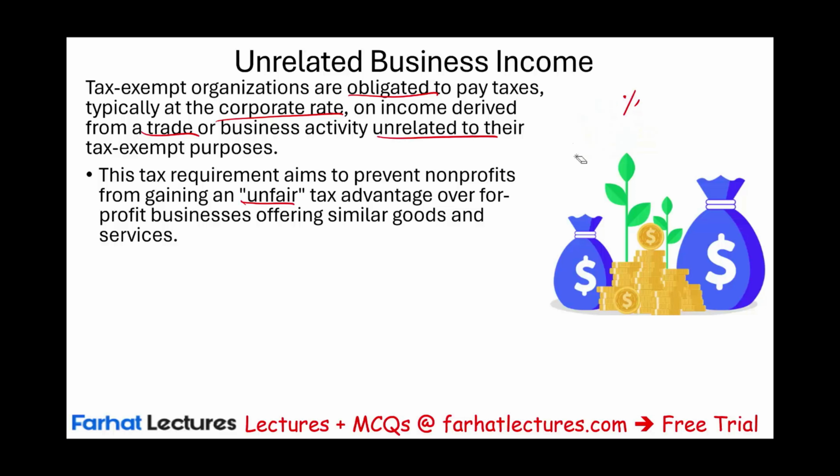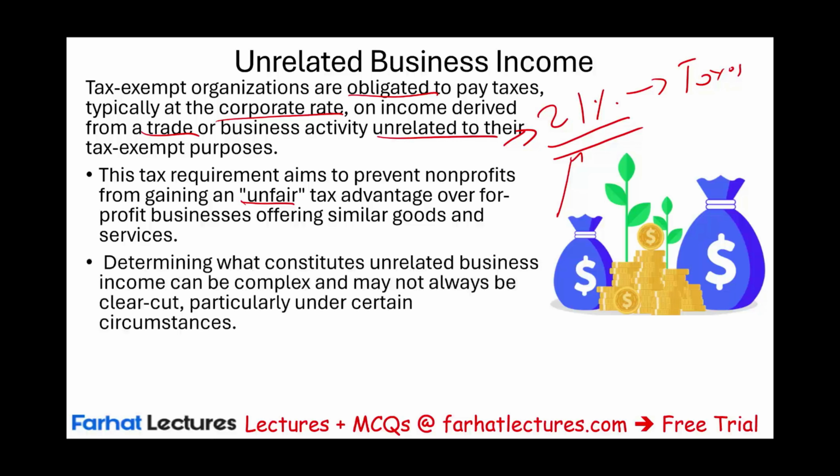Let's assume corporation. Let's keep it even. Let's assume it's a corporate rate. You pay 21%. So regular businesses pay taxes of 21%. If you don't have to pay that 21%, that's a 21% savings. You can reduce your prices and compete with other corporate businesses and have an unfair advantage over them. Therefore, if you participate in unrelated business income, unrelated to your not-for-profit mission, then you are subject to taxation. Simply put, to level the playing field.